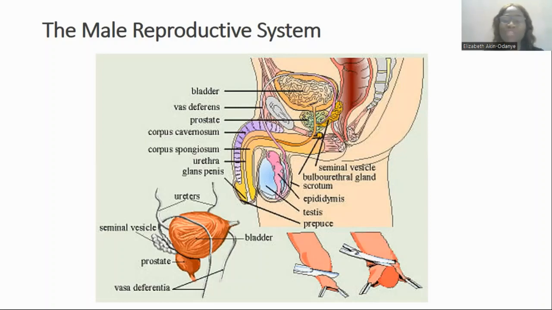Now, the ejaculatory duct itself empties into the urethra. And we've said that from the epididymis, the sperm is pushed up into the vas deferens.